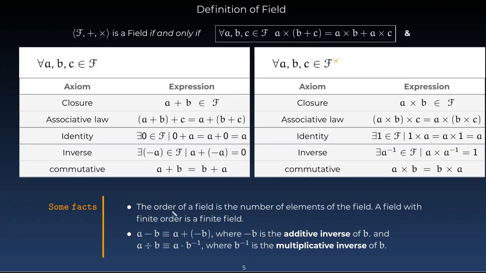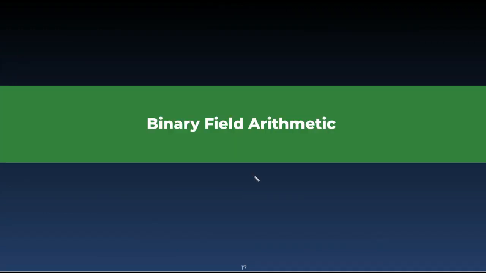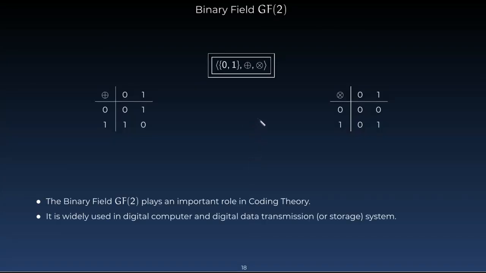So a field in which there are only two elements is going to be called a binary field. So let's start with binary field arithmetic, but before that we are going to define our binary field. In our binary field, the set contains only two elements, 0 and 1, and the addition is modulo 2 addition. Similarly, multiplication is modulo 2 multiplication. Here is the Cayley table for addition.